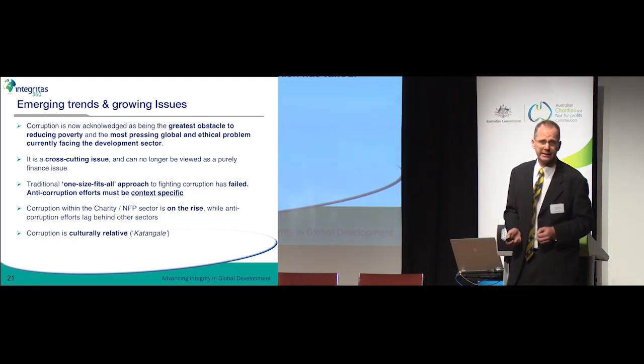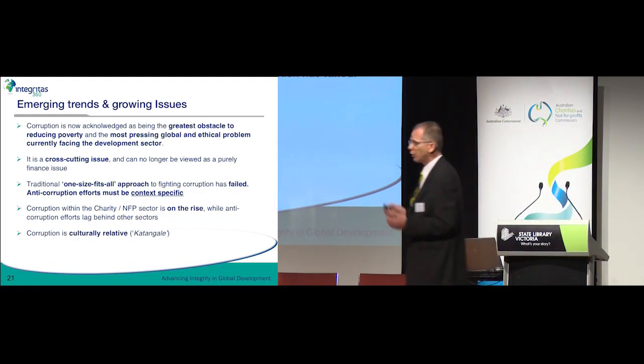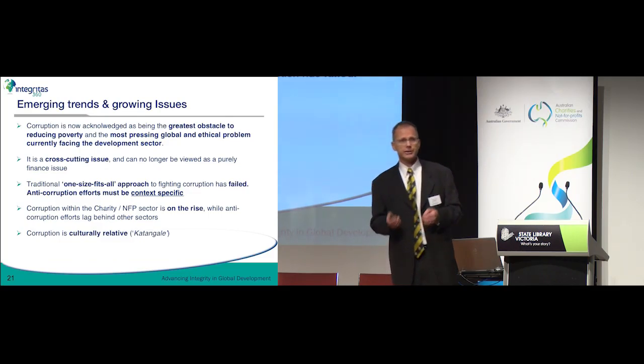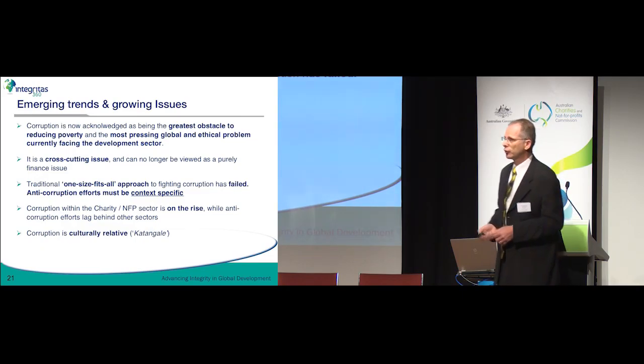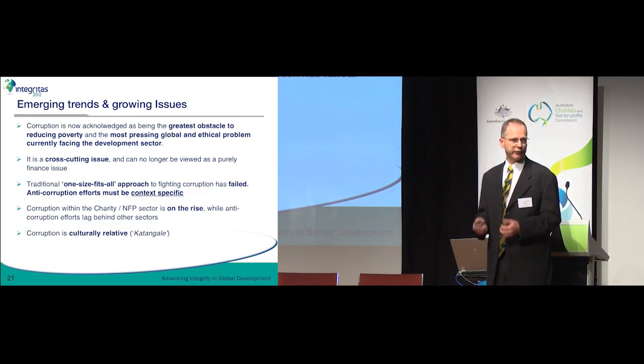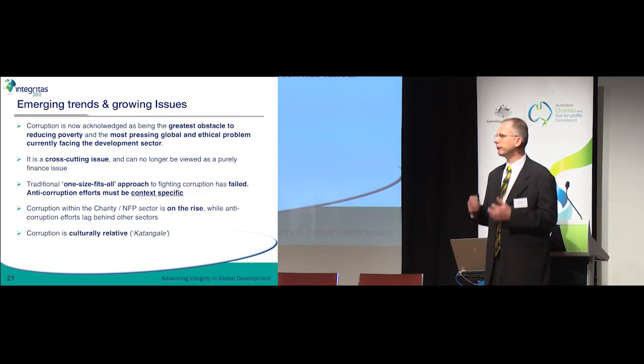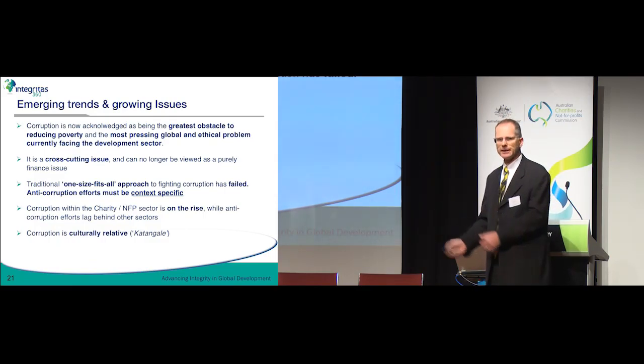And one of the things we find that supports this is the one-size-fits-all approach does not work. Context is king. The way you will fight the issue in Africa is different to the way you would fight the issue in Southeast Asia or the subcontinent, because it's a different type and a different style of corruption. Is it systemic? Is it opportunistic?